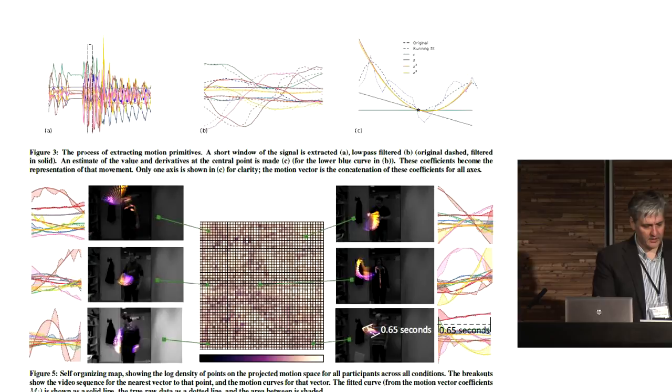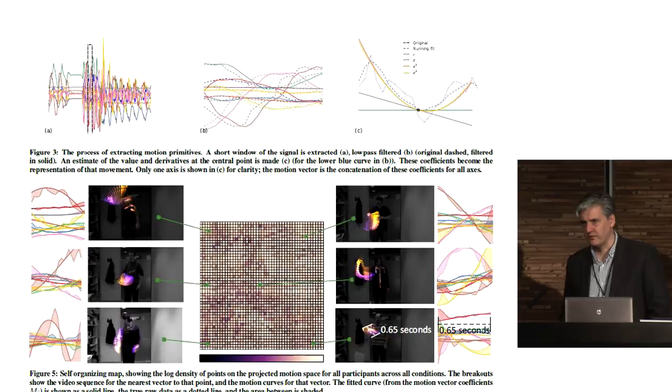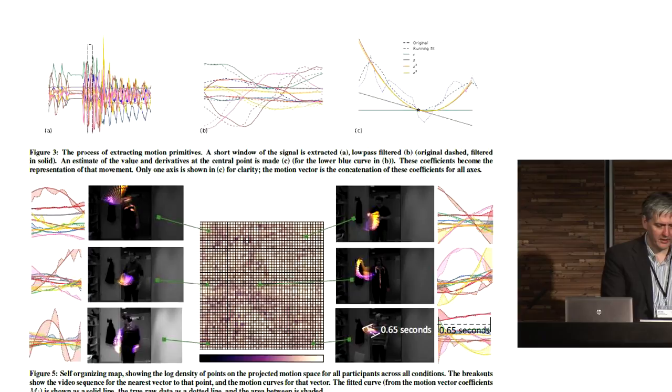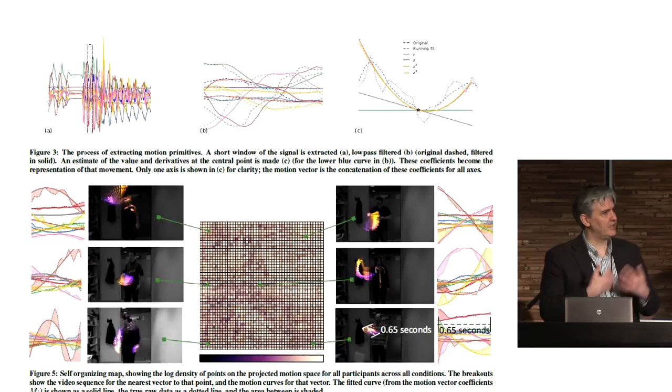So we end up taking a short window. We low-pass filter the information. So this is the window here. You do some low-pass filtering. You fit some polynomials and take the coefficients of these as a measure for distances in the space, and then they could be put into some low-dimensional projection like a self-organizing map. And so that means that you have a number of different movements, gestures, associated with different parts of the space, and you want to count how many of these there are.